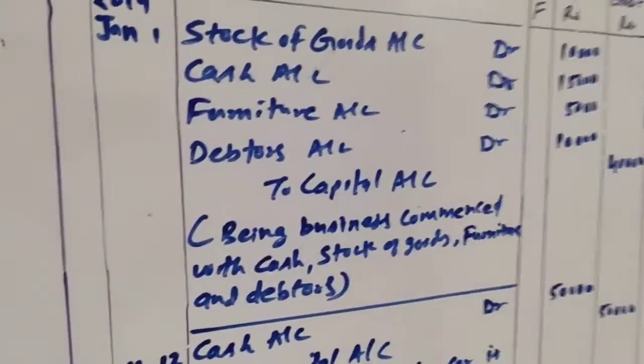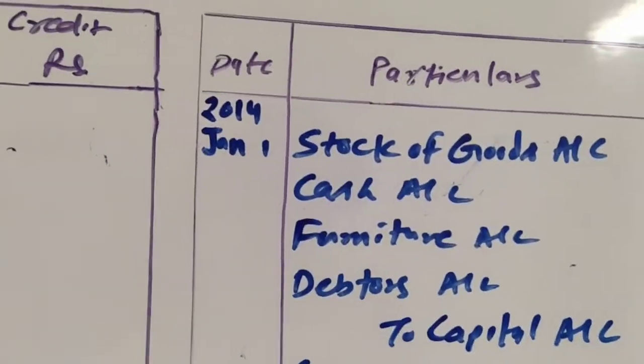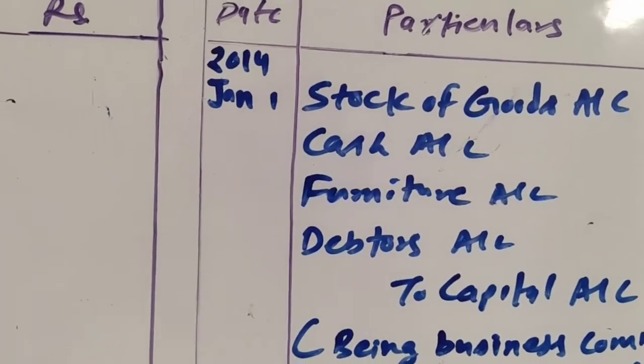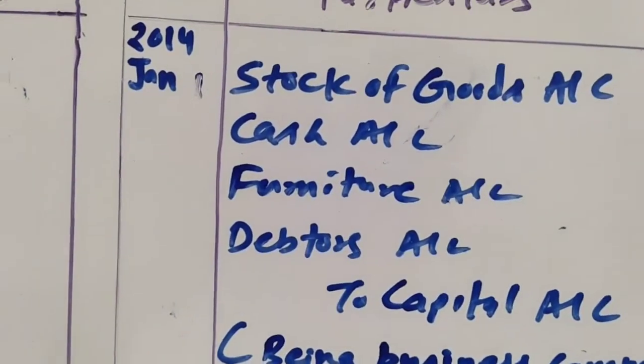So this will be written like this: 2014 we will write first, then Jan, that is a month, and then 1, that is a date. Okay, right?